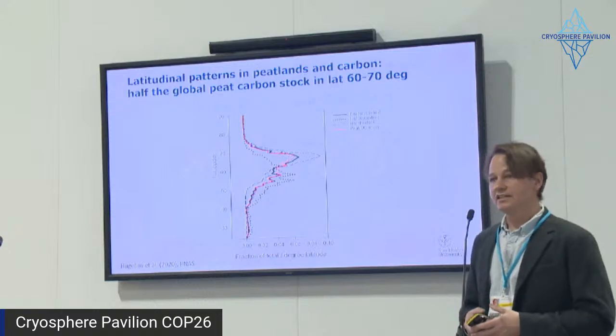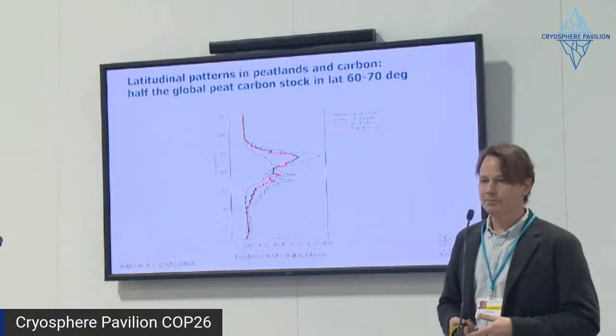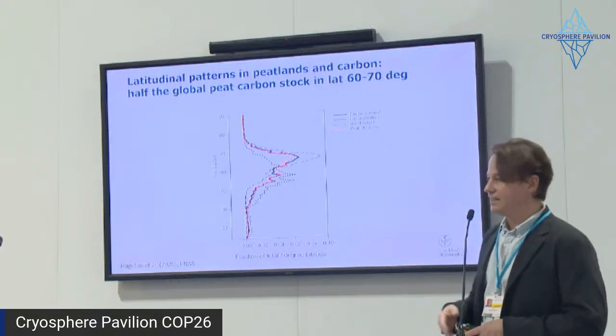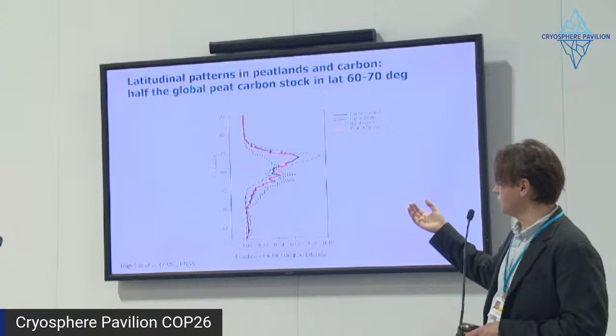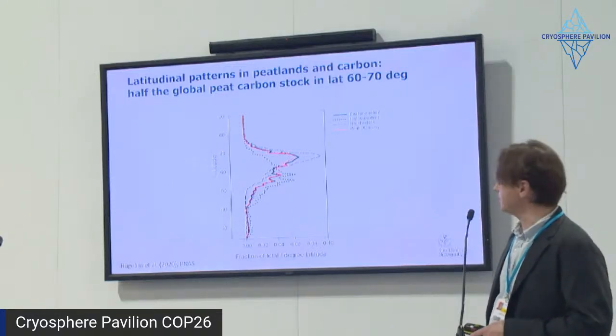We also looked at what happens if you take these maps and transfer them into a figure that shows peat distribution by latitude. You get this graph. It shows the latitude, going from the border of the tropical zone in the south all the way up to the high Arctic. These different lines show peatland extent or extent of frozen peatlands, etc. But the important thing is to see there's really a peak between 60 and 70 degrees latitude.